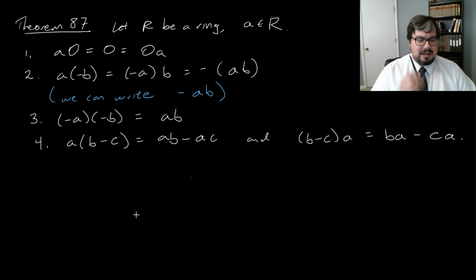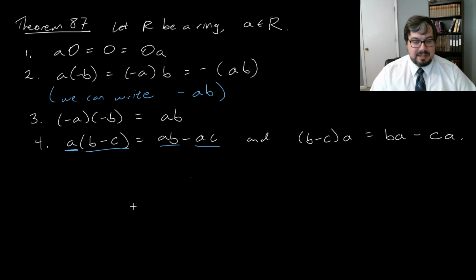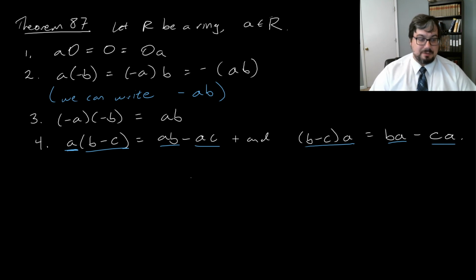Note that I am being very careful to keep the order of multiplication the same. On the left here, we have that a is on the left. The b and c are both on the right of that multiplication. When I distribute the a through, that same order is maintained. a is on the left, a is on the left. Similarly here, a is on the right, and when I distribute, a is on the right.